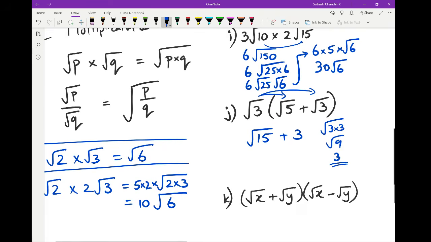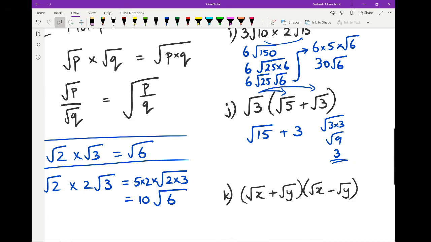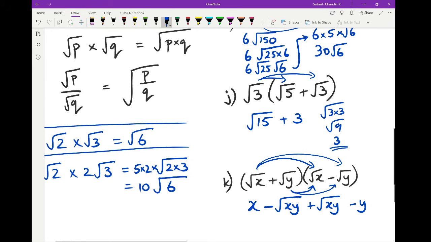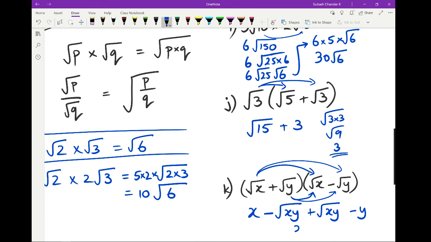All right, and looking at k, we're going to have to do it like a quadratic. So square root of x times square root of x is x. Square root of x times negative square root of y is going to be negative square root of xy. Then we've got these two inside terms, which is going to be positive square root of xy. And then finally, square root of y times negative square root of y is going to be minus y. And looking at the inside terms, they cancel each other out, and so you're left with x minus y.